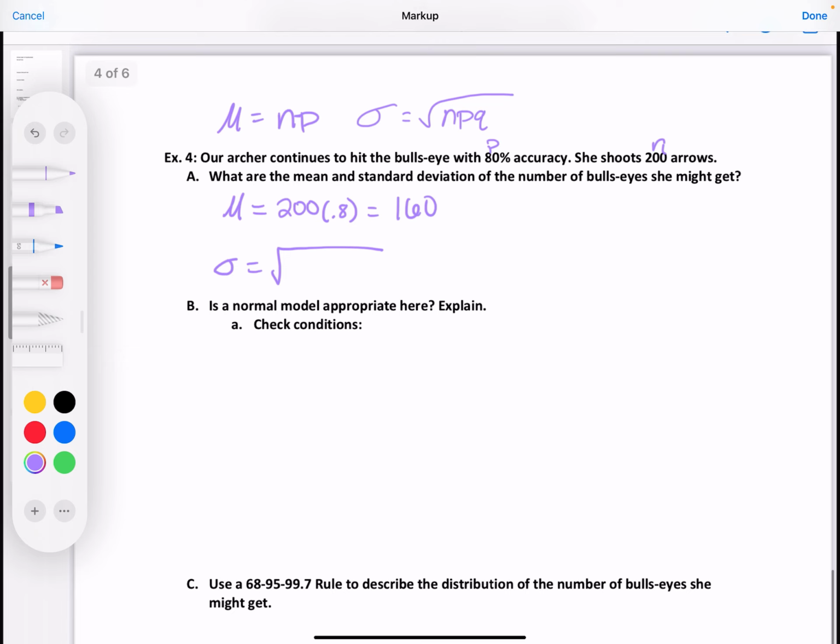All right, so standard deviation is the square root of n times p times q. So what is q? 0.2, so 1 minus whatever p is. So 200 times 0.8 times 0.2, and it's the square root of all of that. And we should specify units, that these are bullseyes.